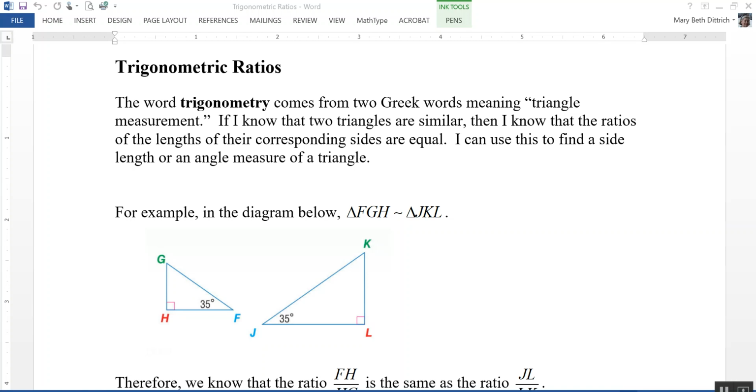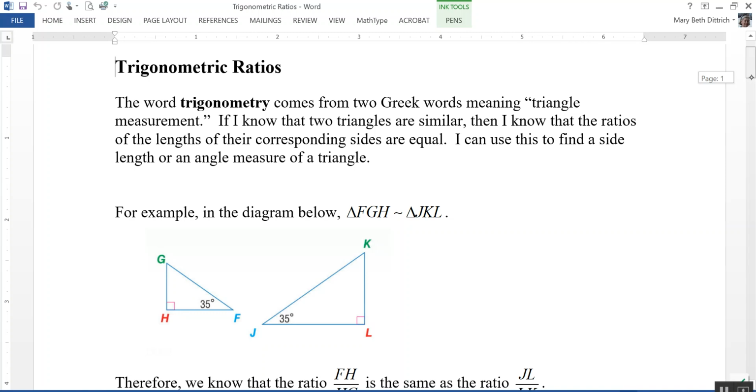This video is on trigonometric ratios. The word trigonometry comes from two Greek words meaning triangle measurement. If I know that two triangles are similar, then I know that the ratios of the lengths of their corresponding sides are equal. I can use this to find a side length or an angle measure of a triangle.